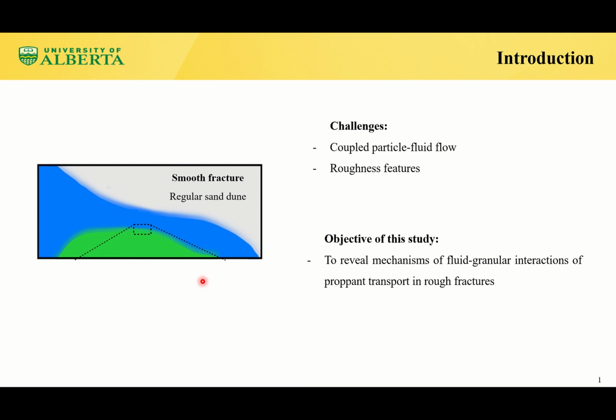In the hydraulic fracturing process, proppant is usually injected into the fracture to support it, and a regular sand dune will be formed in a smooth fracture. However, hydraulic fracturing usually creates rough fractures instead of smooth fractures. Due to the coupled particle-fluid flow and the roughness features, proppant transport in a rough fracture is much more complex than in a smooth fracture.